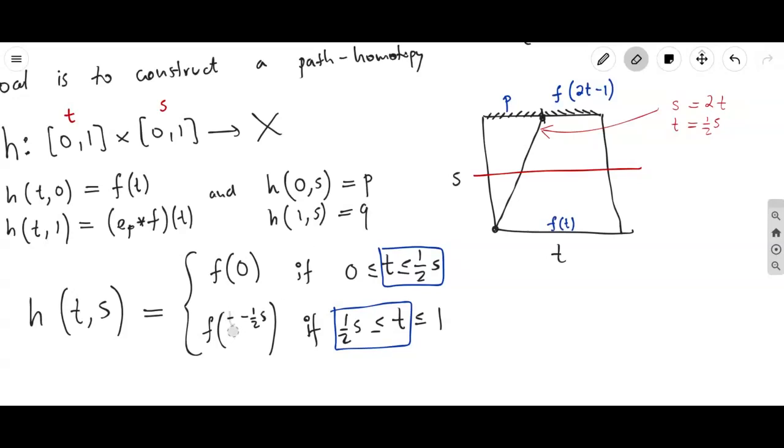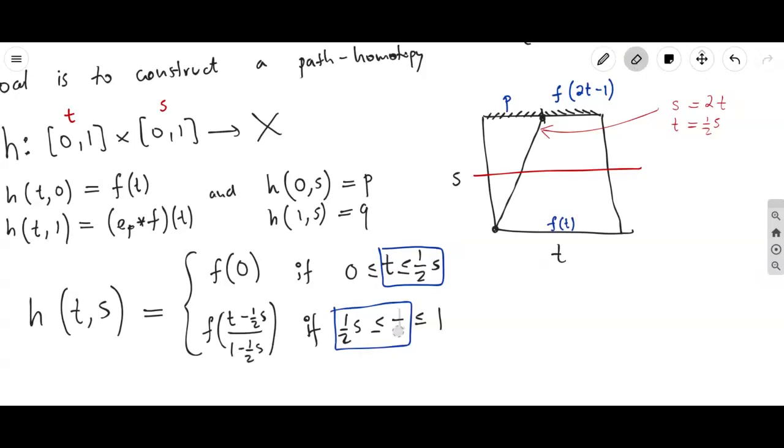The problem is the coefficient in front of t. It's supposed to go from 1 to 2. So you have to modify this by dividing it out by something. Let me try doing this, and hopefully this will work out. I think this should just be 1 minus a half s, like this.